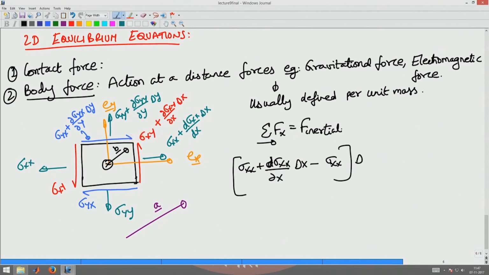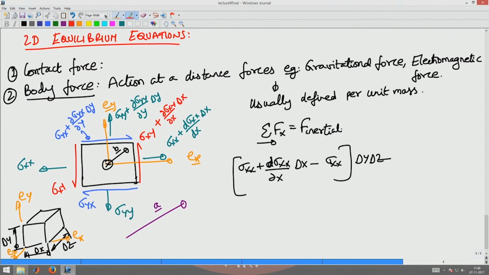So this will be delta y into delta z, because I am assuming a cube like this, wherein this dimension is delta x, this dimension is delta y and this dimension is delta z, and my coordinate system is Ex, Ey and Ez outside the plane. Okay. So this will be one of the components of the forces.